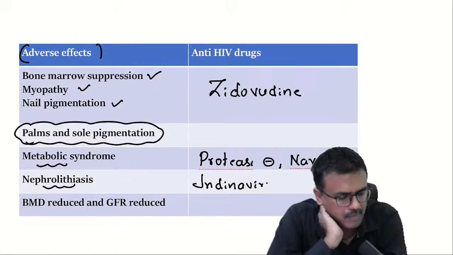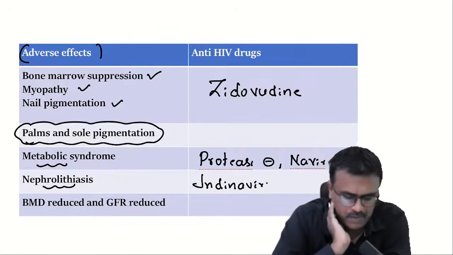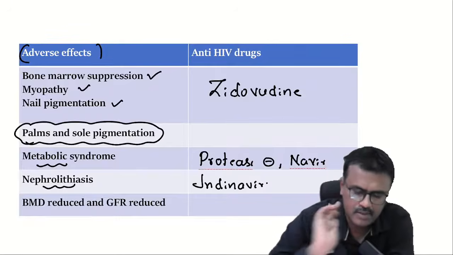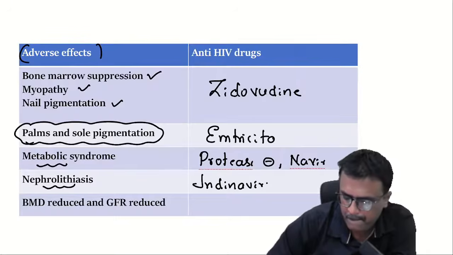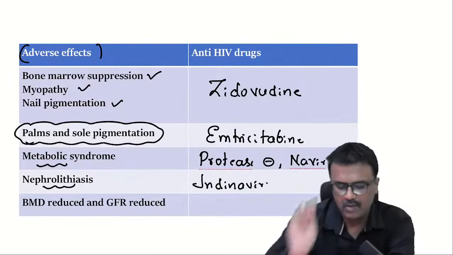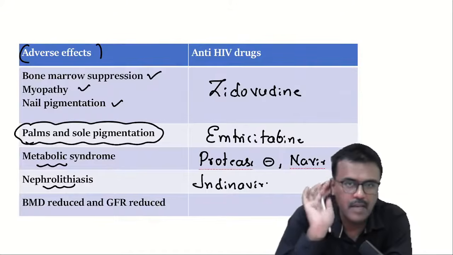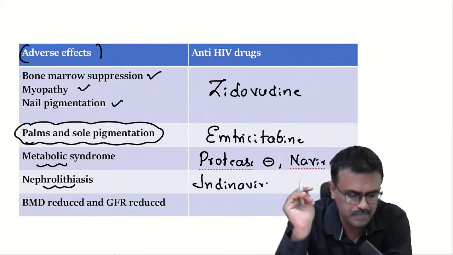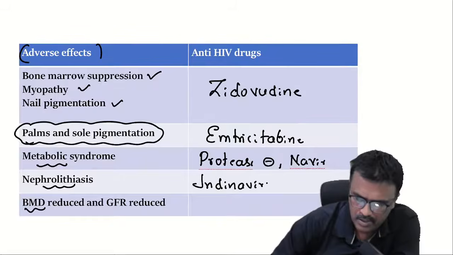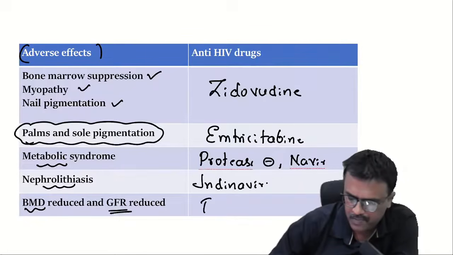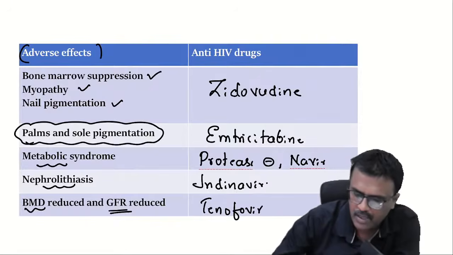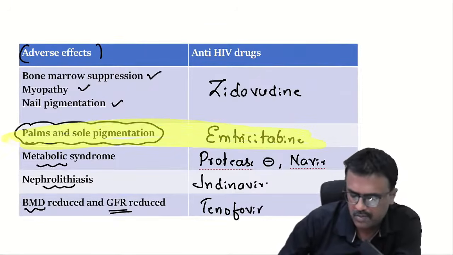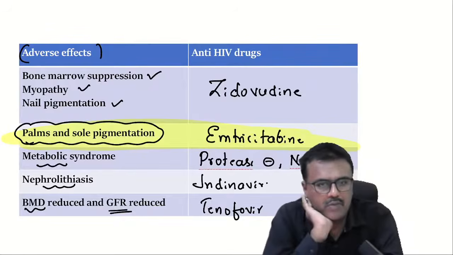Yes, Rama, tell me. Which one will cause palm and sole pigmentation? That was the previous question. The name is called emtricitabine. Emtricitabine can cause palm and sole pigmentation, but nail pigmentation is done by zidovudine. Then bone mineral density and GFR reduced by tenofovir. And this one which I am marking now, this was your NEET PG question. Palm and sole pigmentation.